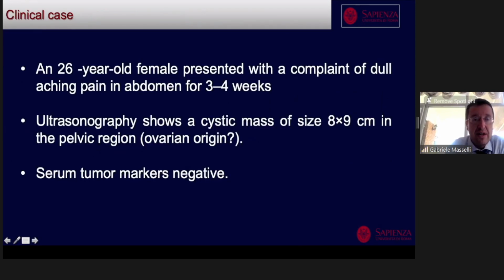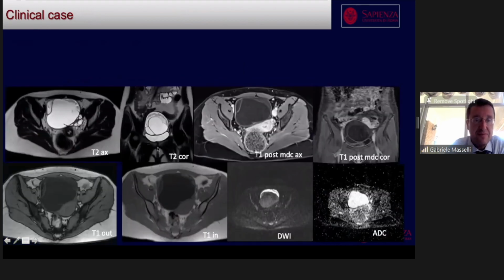Now I'll show you another clinical case, a young woman presented with chronic pain. Ultrasound shows a cystic mass. There is a doubt if the mass originated from the ovary. The markers were negative. I'll show you axial and coronal T2 weighted images, T1 in-phase and out-phase, contrast images, and diffusion sequence.